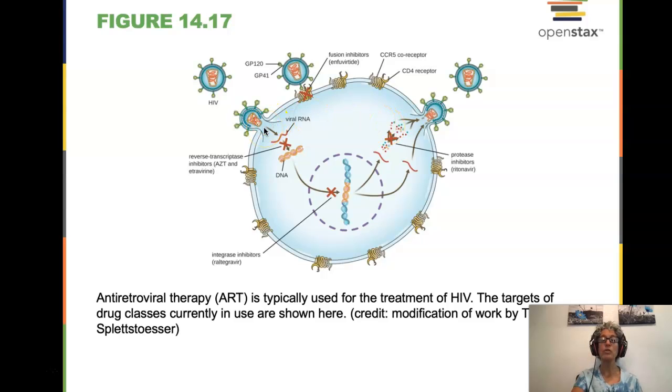So we have several targets for anti-HIV drugs. We can target the RNA by blocking the reverse transcriptase. We can block the DNA getting into our cells by blocking integrase. We can block the proteins from forming with protease inhibitors, and we can prevent the fusion of the virus with the cell surface.